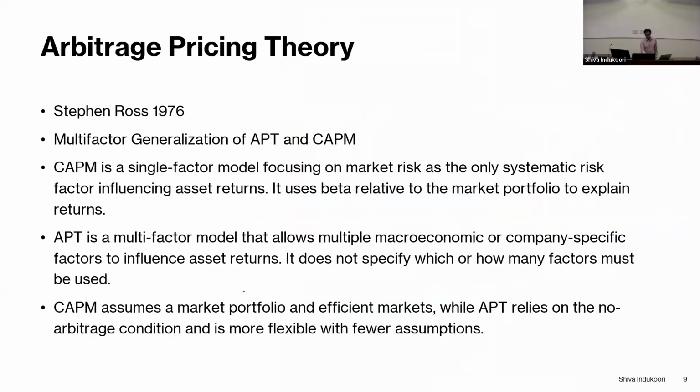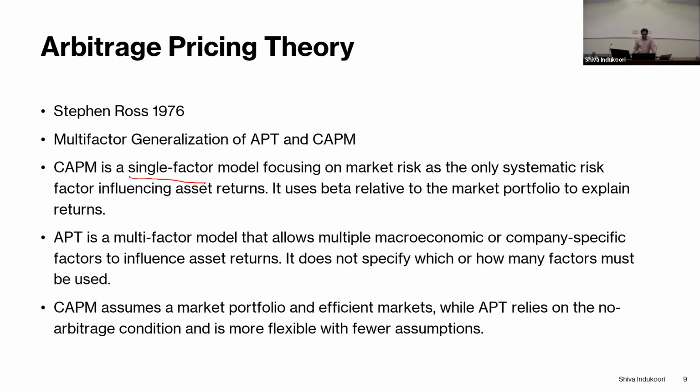So we have been repeating the same. CAPM is a single factor model. What is the single factor in CAPM? Market. I keep on asking that, it's very important. What does arbitrage pricing theory add on to the 3-factor work? We are discussing, we didn't start yet. So it is a multi-factor generalization, first of all. It uses beta relative to the market portfolio to explain the returns.